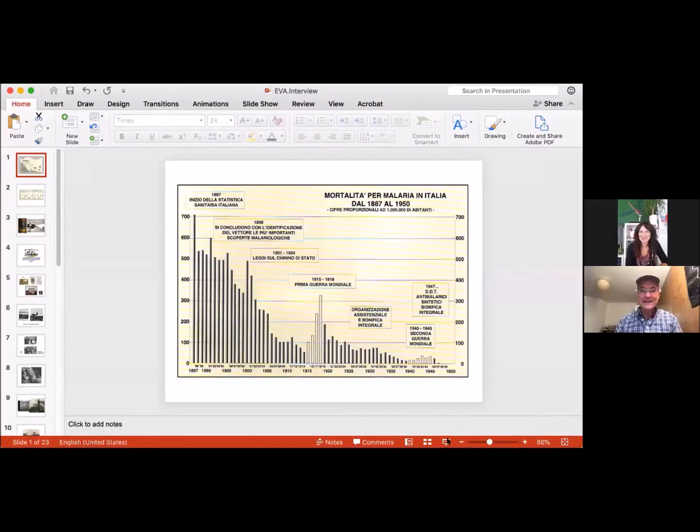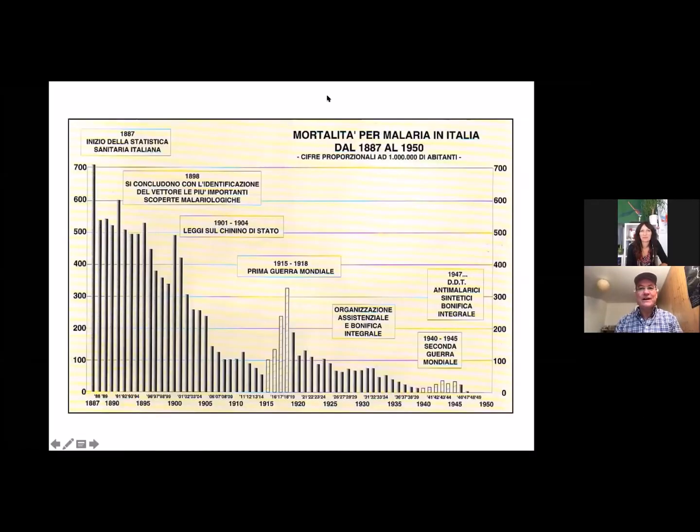Let me show you some interesting graphs that I found in the archives. We historians maybe spend too much time looking in archives, but here's something interesting. I'll share my screen with you here. Yes, please. This is an often reproduced graph of mortality from malaria in Italy from 1887 to 1950, and you can see that it's dropping here quite precipitously. Of course, people are combating malaria in all different ways, but during World War I, malaria mortality rises. During World War II, it rises again and pretty much disappears by the 1940s.